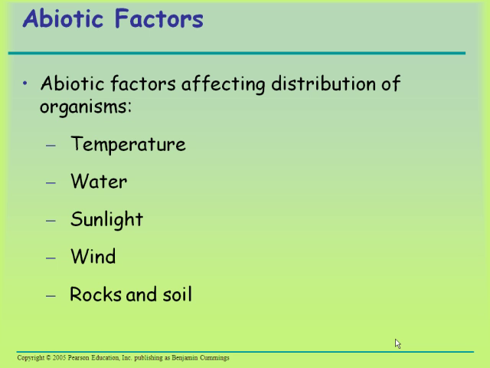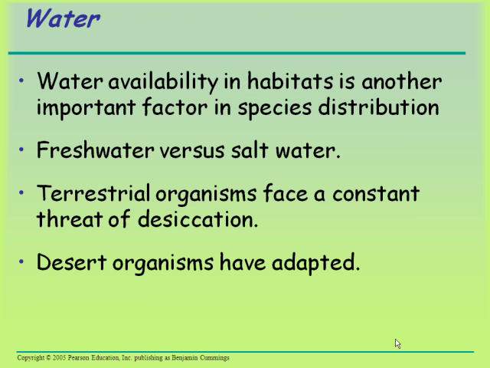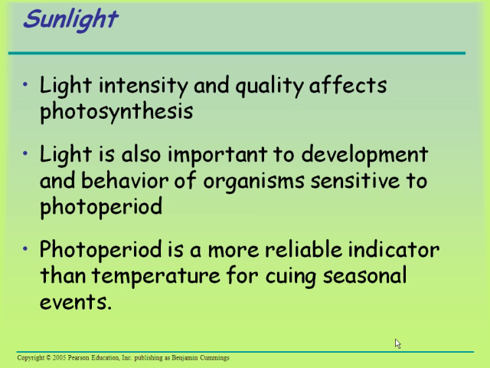Abiotic factors that affect distribution: temperature, water, sun, rocks, and soil. Environmental temperature is an important factor in the distribution of organisms because of how it affects biological processes. If water freezes, cells that contain water may rupture. Proteins of most cells denature at high temperatures. Water availability in habitats is another important factor. Freshwater versus saltwater. Terrestrial organisms face a constant threat of desiccation, of not getting enough water, of drying out. These organisms have adapted to this.